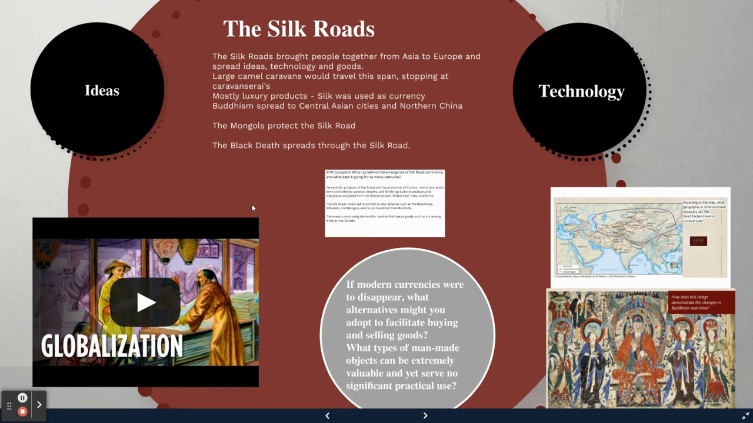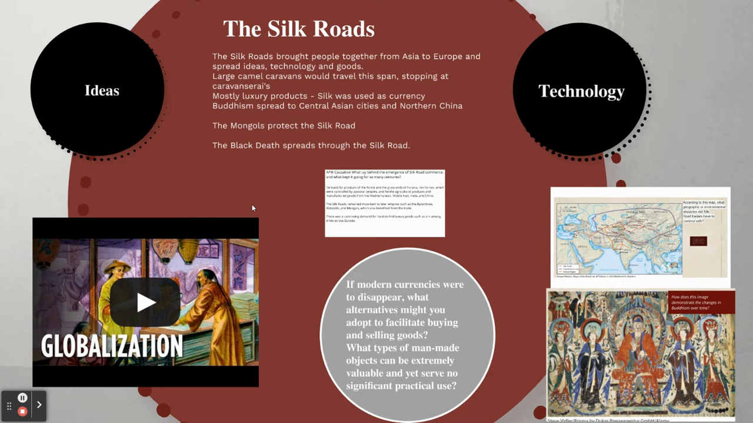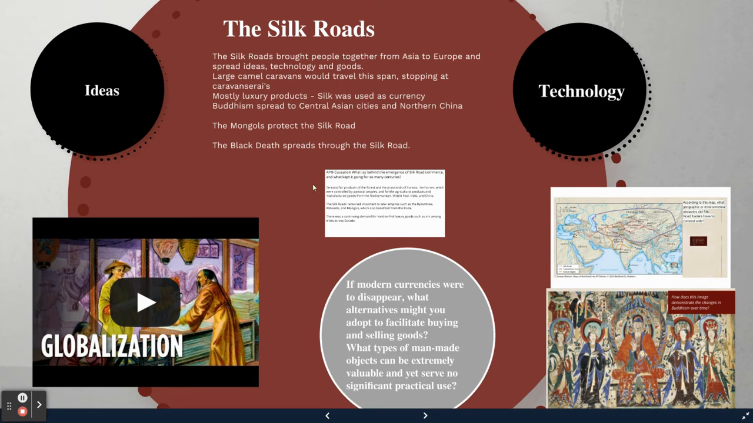The Black Death is going to spread through the Silk Roads. That is going to impact trade heavily. One interesting thing is the Mongols are going to protect the Silk Road. Now, that is not something you would normally think of. You think of the Mongols and you're like, oh, just the violent people. But these Mongols are actually going to protect it. They said that you could walk with a gold plate on your head and never be robbed. And that is what the Mongols did.